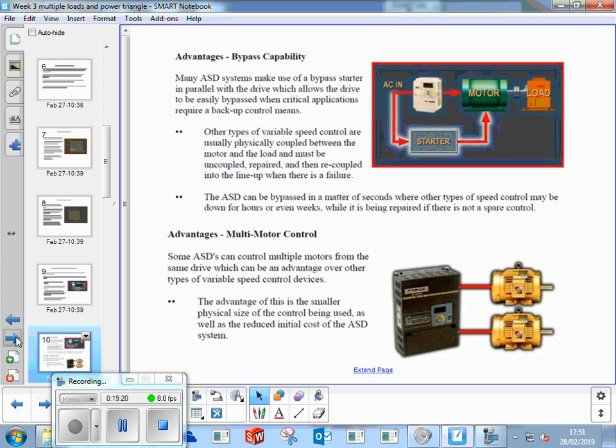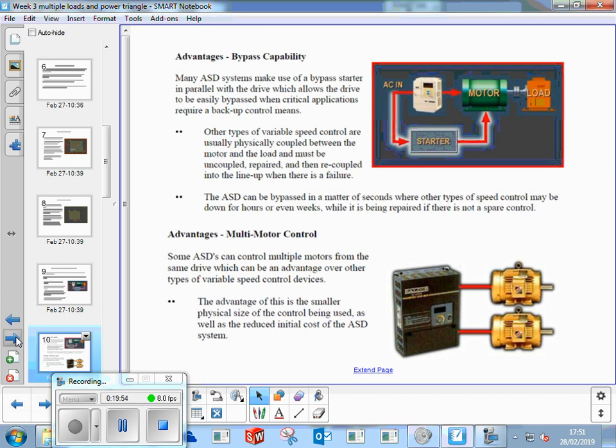If that application is critical, you can have a parallel starter system to bypass the VFD if you need to make sure you keep it running 100% of the time. I can think of applications like that, say in a campaign, where you wouldn't want a particular system to break down. You might want to bypass it for an alternative method of running it.